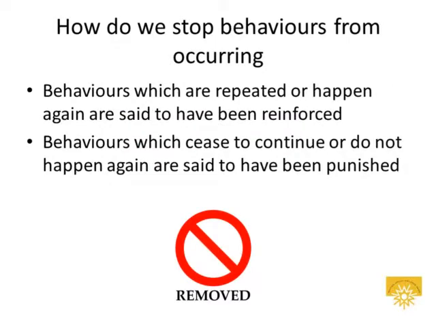So how do we stop behaviours from occurring? Behaviours which are repeated or happen again are said to have been reinforced. Behaviours which cease to continue or don't happen again have been punished. So to stop a challenging behaviour from occurring, you need to identify why it's happening, the function, and what's maintaining it, the reinforcement. You can then determine how to replace the behaviour with a more appropriate alternative. You want to find something that meets the same function but has a different behaviour, and prevent the challenging behaviour from being effective by removing the reinforcement and implementing some kind of punishment system.